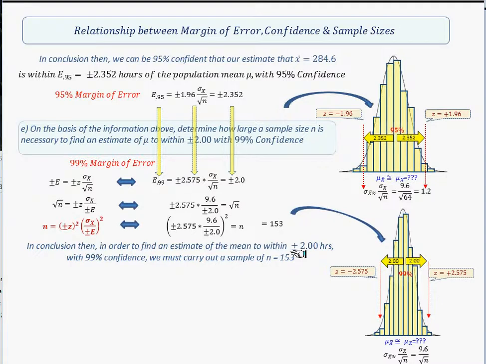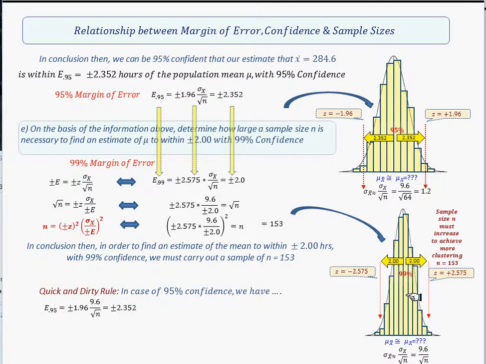So in order to find an estimate of the mean to within plus or minus 2 hours, we have to pump up our sample size to n equal to 153. And there you have it on the far right here, a greater clustering to that degree. Now the quick and dirty rule goes as follows. If we have our error estimate here, if we divide the right side by 2, we divide the left side by 2, but under the square root, that 2 becomes a square root of 4.